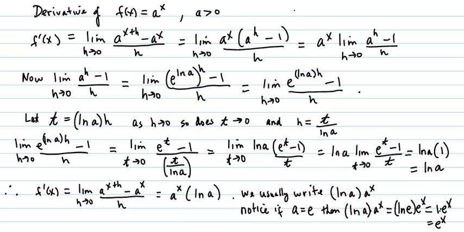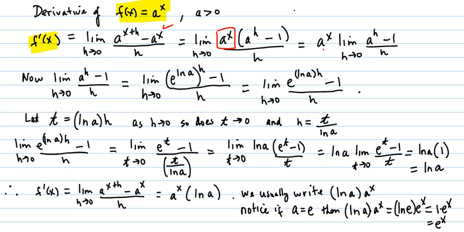Now we're going to do the derivative of f of x equals a to the x for any real number a greater than 0. So we start off with the limit definition of the derivative again, which is right here. We again factor out the a to the x, just as we did with the derivation of the derivative for e to the x. Let's factor this out.